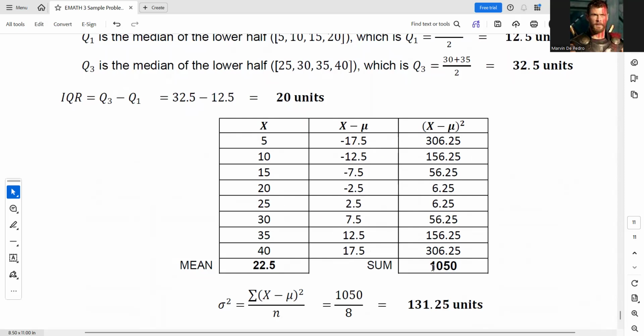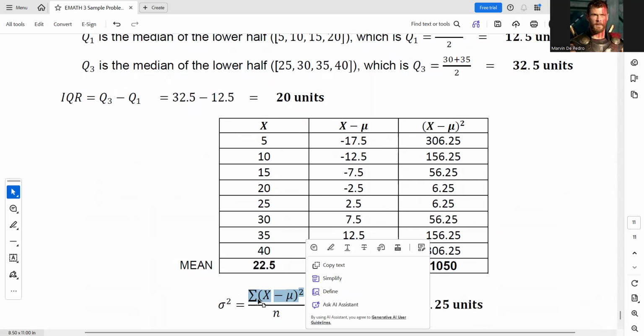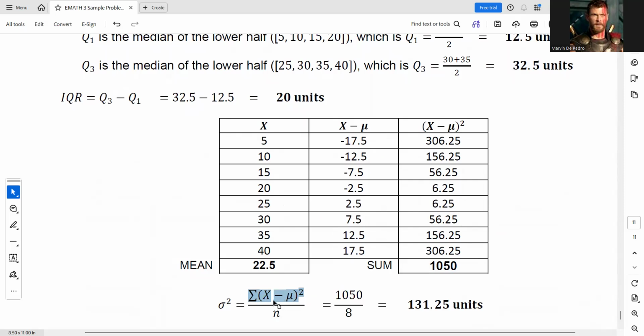All in all, that's 1050. You just substitute that into the entire numerator. Our n is 8, so 1050 over 8, no more square root because it's variance, not standard deviation. If you divide that, that would be 131.25 units.